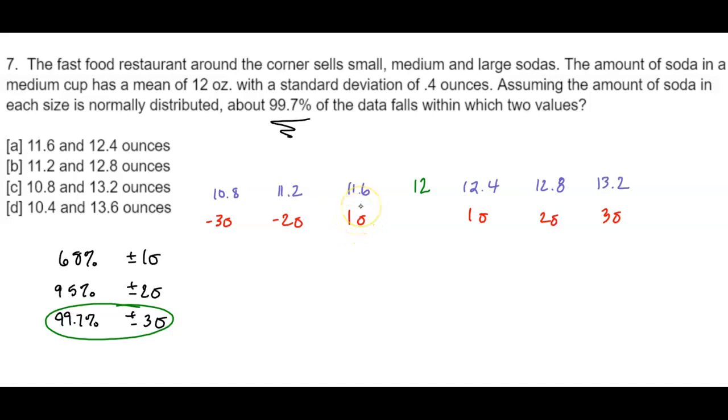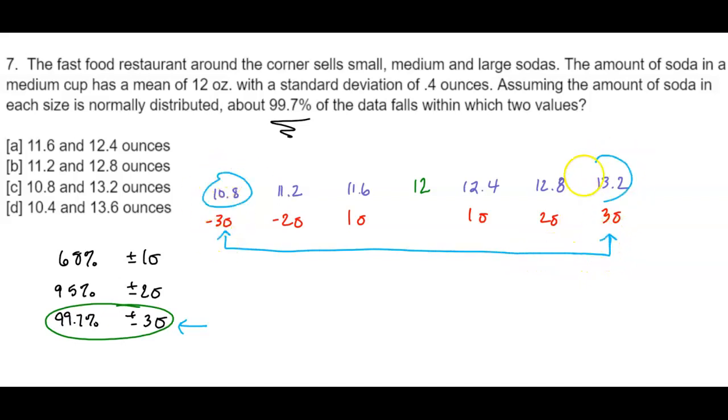So if we're looking for 99.7% of the distribution of the data, we're looking between 3 standard deviations. So we are going from here to here. And those values are 10.8 and 13.2, and that would give us C as the answer.